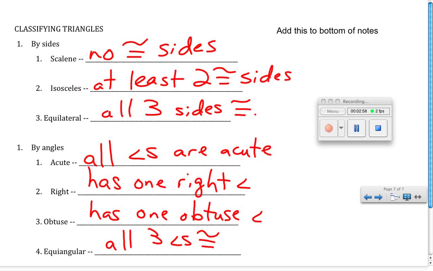Could it be both? Like, could it be acute and equilateral? Absolutely, an equiangular triangle will be acute. Okay. Do we have from this screen what we need? No, still get it.